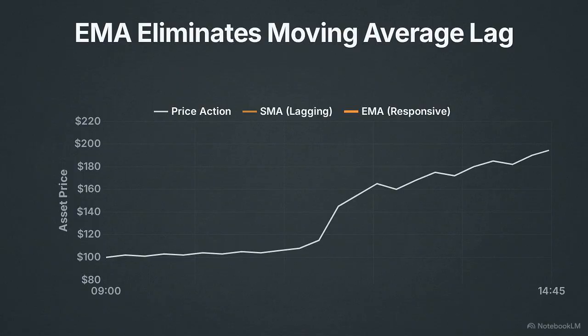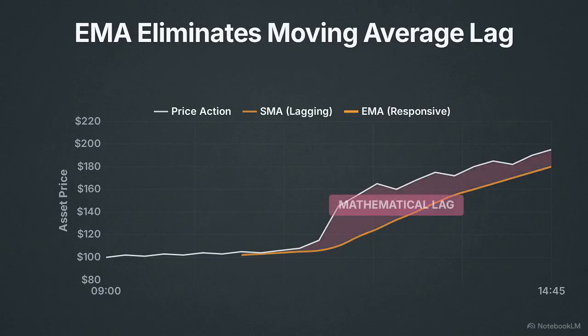This chart plots a simple moving average. Applying equal weight to every data point means the line lags far behind sudden price movements. Now we overlay an exponential moving average. It snaps to the current price, reacting sharply and immediately to the new volatile candle.